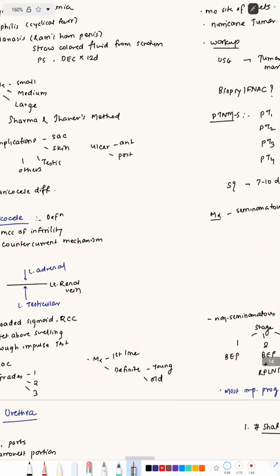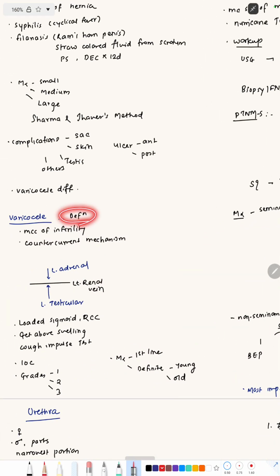The next is varicocele. Varicocele, the definition is tortuous and elongated veins that are seen, that is the pampiniform plexus. The most common cause of infertility in adults. Normally, the testis has a countercurrent mechanism which is lost in case of varicocele.